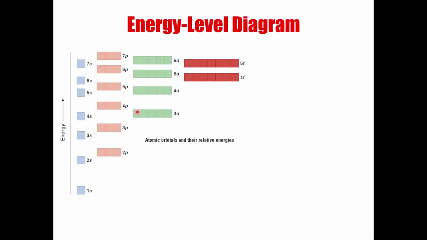Now, it gets interesting as you go higher. 3d is followed by 4p, 4p by 5s. But 5s is actually followed by 4d, not 5p. 4d is followed by 5p, which is then followed by 6s.